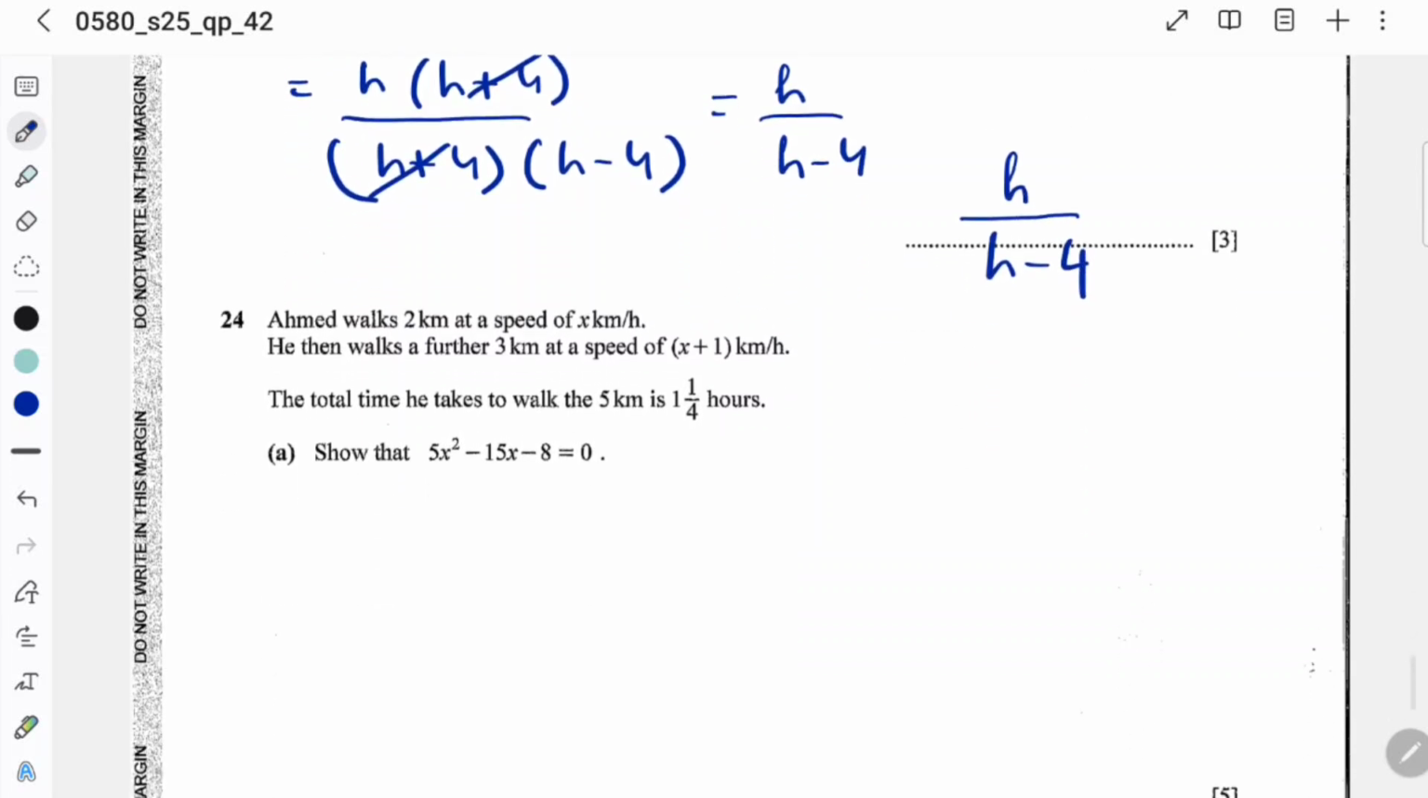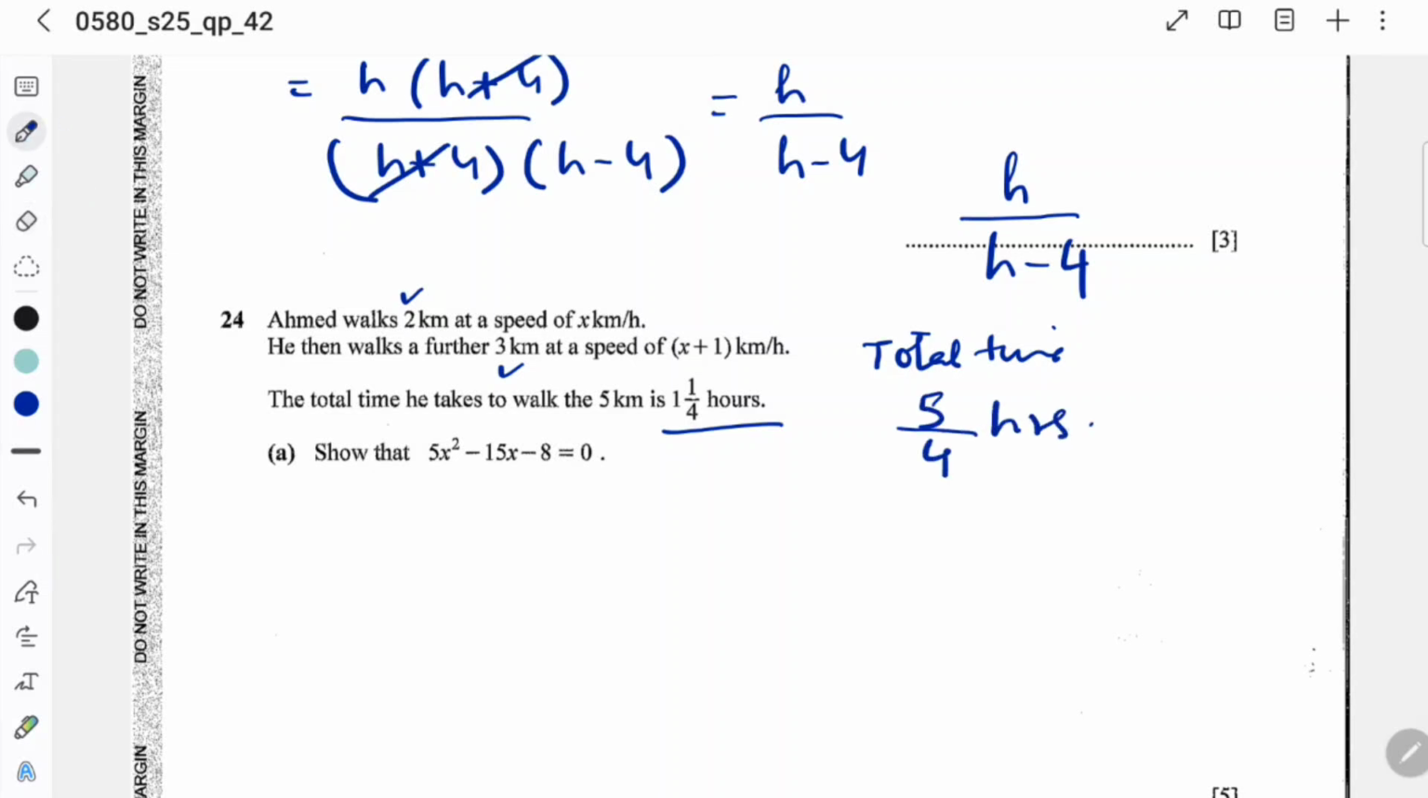Okay, now the next question, number 24. Ahmed walks 2 kilometers at the speed of x kilometers per hour. He then walks a further 3 kilometers at the speed of x plus 1 kilometers per hour. The total time he takes to walk the 5 kilometers is 1 and 1 over 4 hours. 5 kilometers, first 2 and then 3. Total time is 5 upon 4 hours, since 1 is 4 plus 1, 5. 5 upon 4 hours.